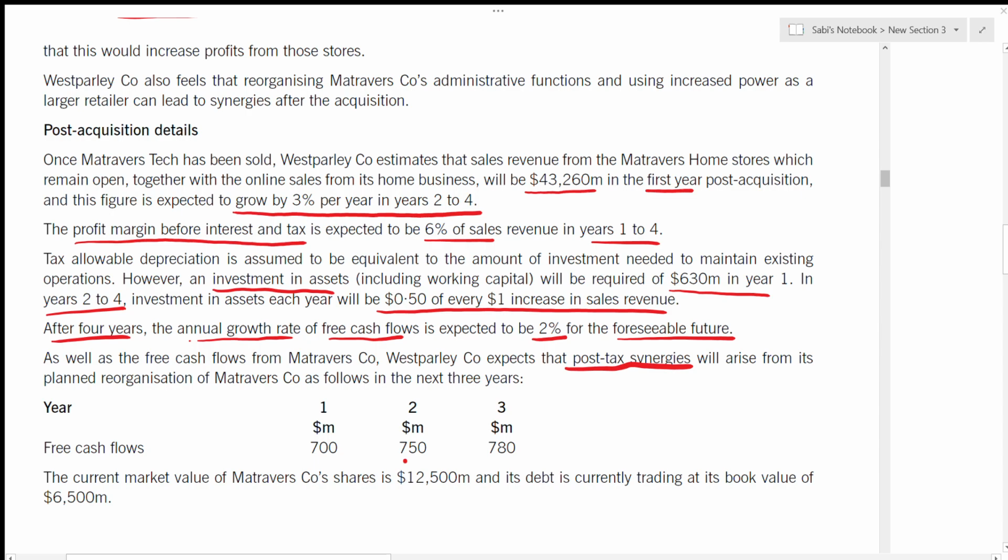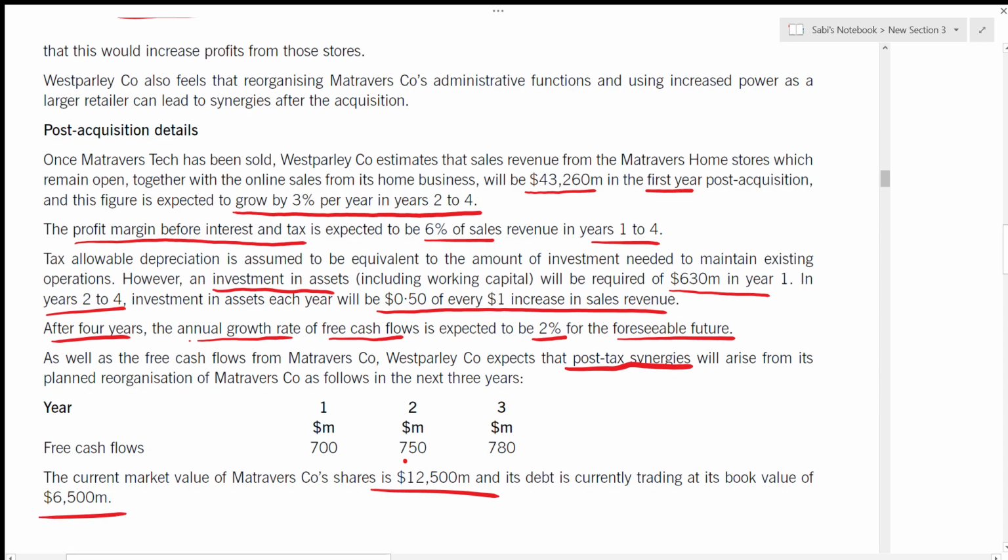And the current market value of the Matt Rivers share is 12,500 and debt is trading at its book value of 6,500. This we have been given before itself. I've just repeated it.